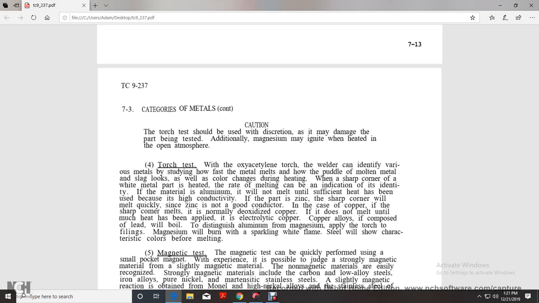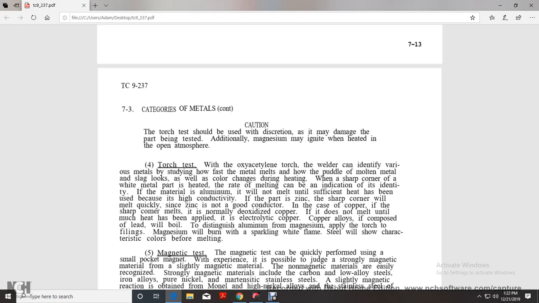Torch test. Oxyacetylene torch welders can identify various metals by studying how fast the metal melts, the puddle of the molten metal, and the slag. Slag looks are also identified by the color change during heating, with a sharp corner of the white metal as the part is heated. The rate of melting can identify the material: aluminum will not melt until sufficient heat has been used because of its high conductivity.